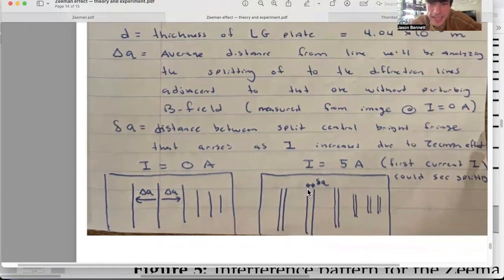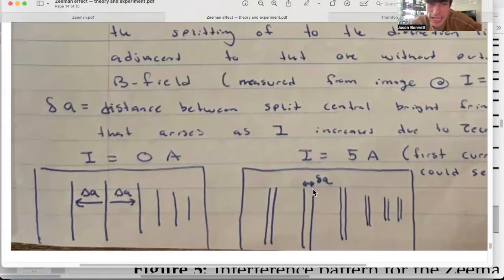Lowercase delta A is the actual shift in these bright fringes. So I picked this one. That was the brightest fringe that I could see. And I mean, the cameras that we're using are not great. They're very low resolution, like 1 megapixel, which is wild. They're like 15 years old. This little delta A is the distance between those two gaps that's going to be changing.